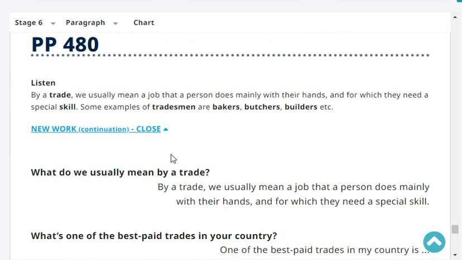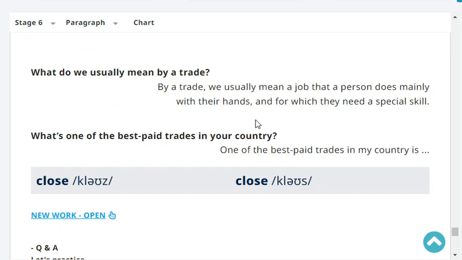By a trade, we usually mean a job that a person does mainly with their hands and for which they need special skills. Some examples of tradesmen are baker, butcher, builder, etc. Let's practice. What do we usually mean by a trade?